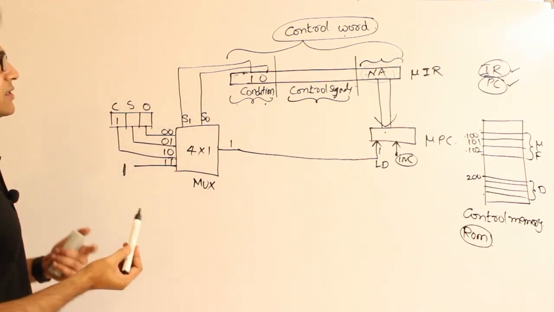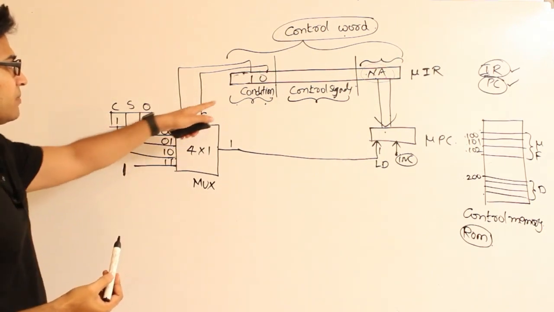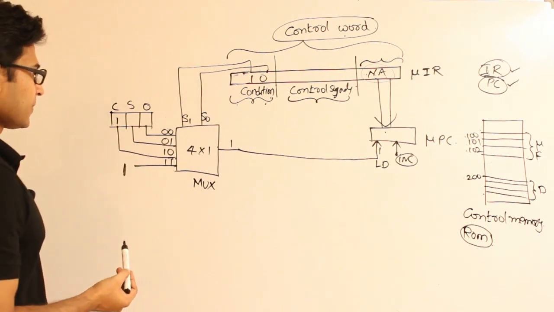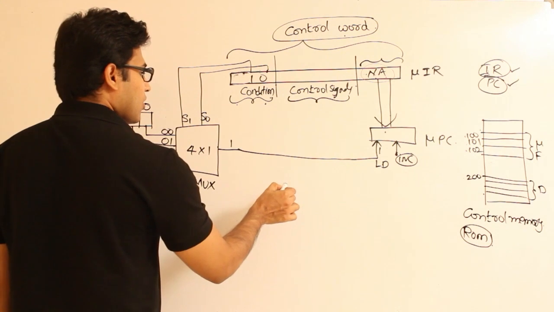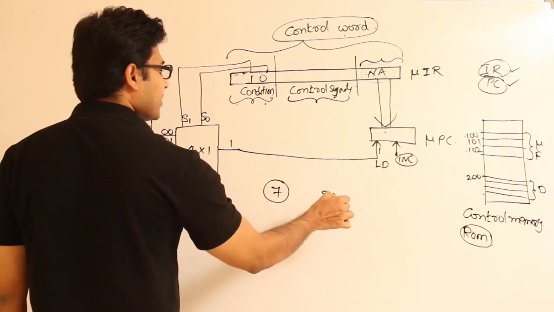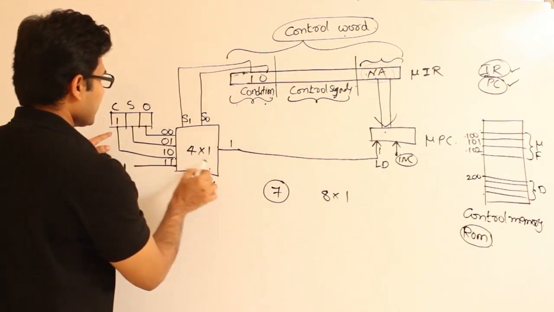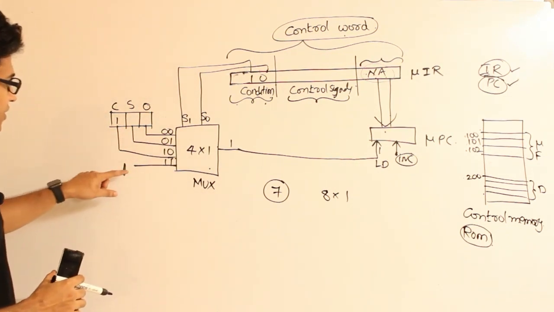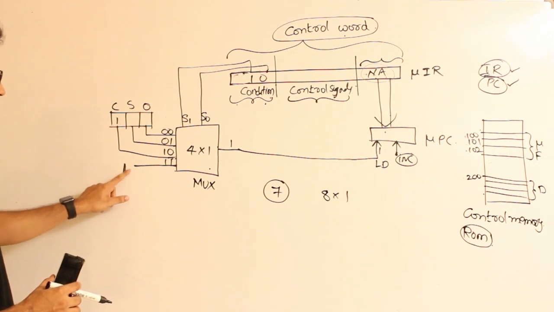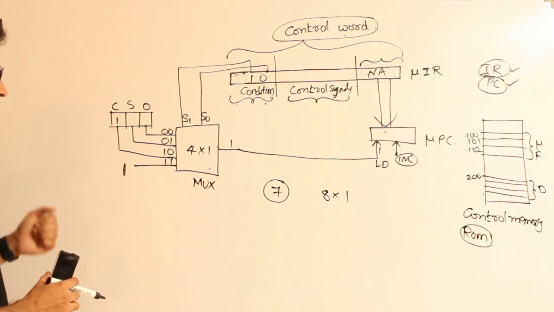Okay, so let's try to derive that. How many bits do you think should be required here? If you have 7 flags, then we need an 8x1 multiplexer. If you have only 7 flags, why do you think we need 8 inputs here? Because one of them is going to be for unconditional as well. Got it? That is the reason.